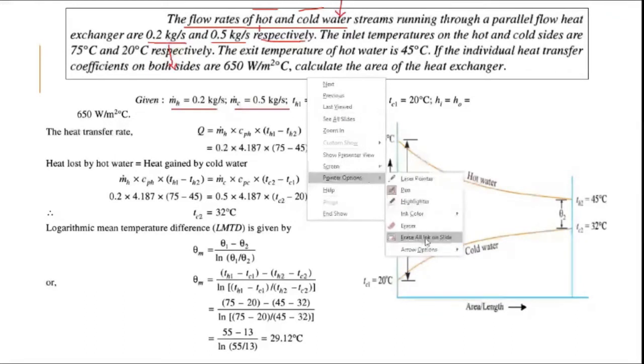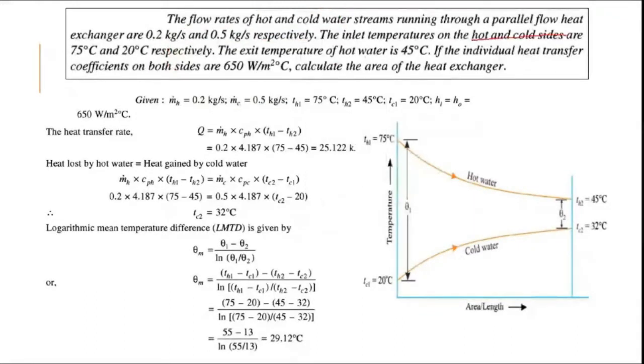The inlet temperatures of the hot and cold sides are 75 and 20 degrees Celsius. It means these are the values of TH1 and TC1, the inlet temperatures of the hot fluid and the cold fluid. So hot fluid inlet temperature is 75, cold fluid inlet temperature is 20. So TH1 is 75, TC1 is 20.